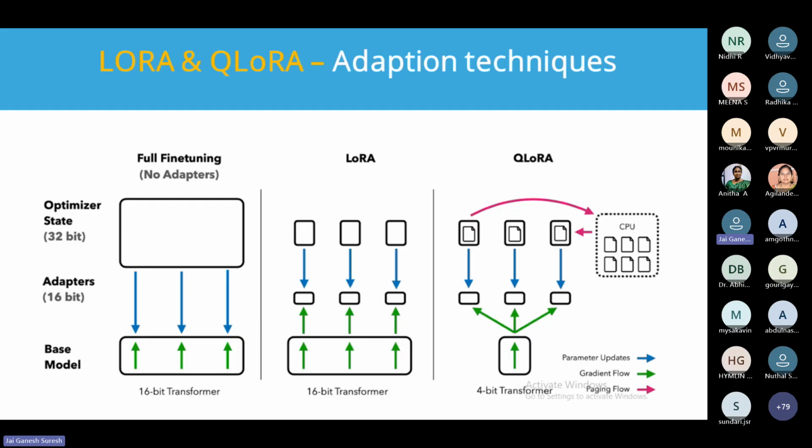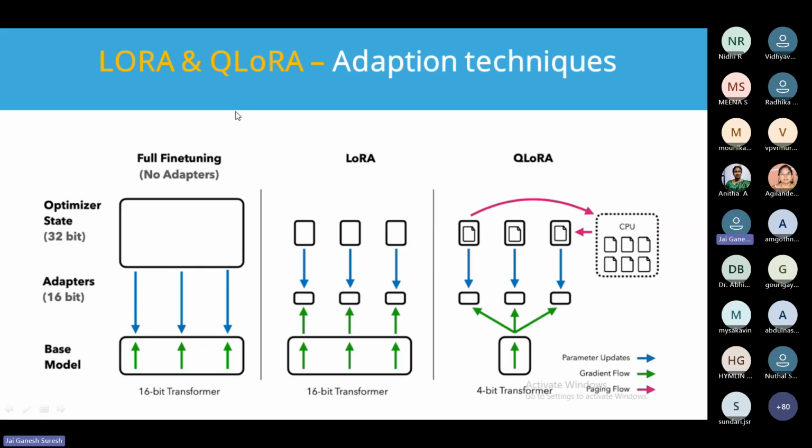And fine tuning these parameters, do you think it is that easy to work with? Of course it's not. So we have some techniques called LoRA and QLoRA. LoRA stands for low rank adaptation, and QLoRA is quantized low rank adaptation. So let's understand step by step.